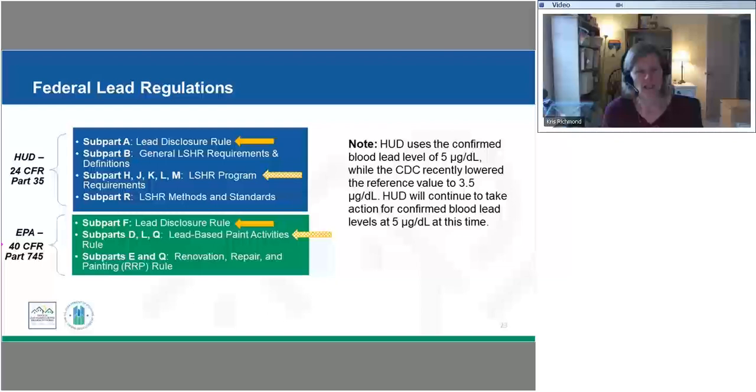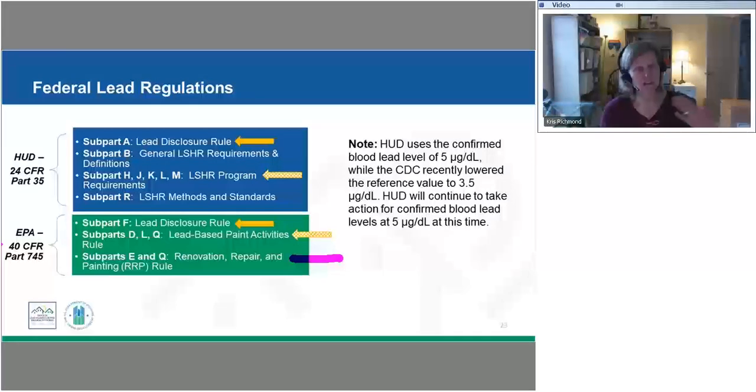2 arrows on there. And then we have Subpart R, our Lead Safe Housing Rule methods and standards, and this is covering the how. How is an evaluation done, how is hazard reduction done, how is it carried out, and who can do it. And then going back down again to our EPA regulations, we already mentioned the disclosure rule and the lead-based paint activities, and we have subparts E and Q. This is our renovation, repair, and painting rule, or you'll hear Les and I refer to this as the RRP rule. The RRP rule really minimizes exposure to dust, and it emphasizes safe work practices. We have a handout that Les is going to go over that compares what the RRP requirements are to the HUD rules and how we're going to overlap those together.